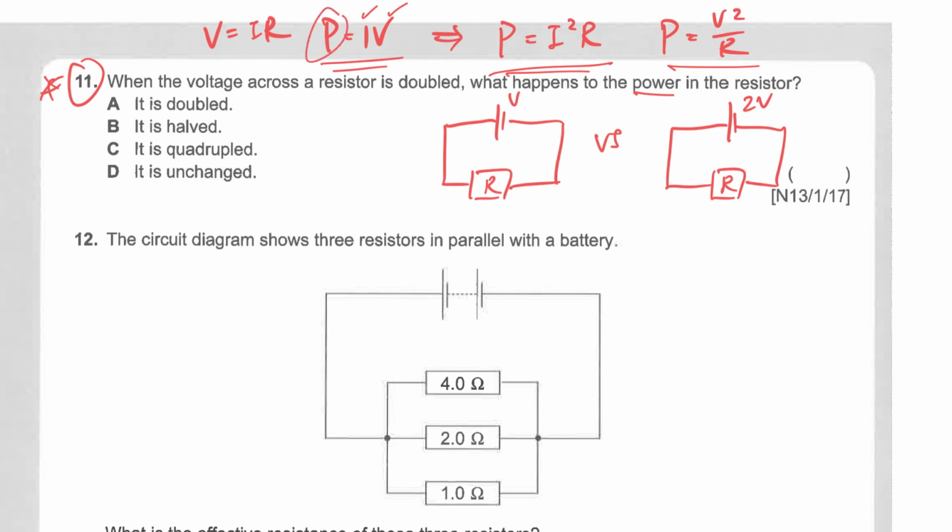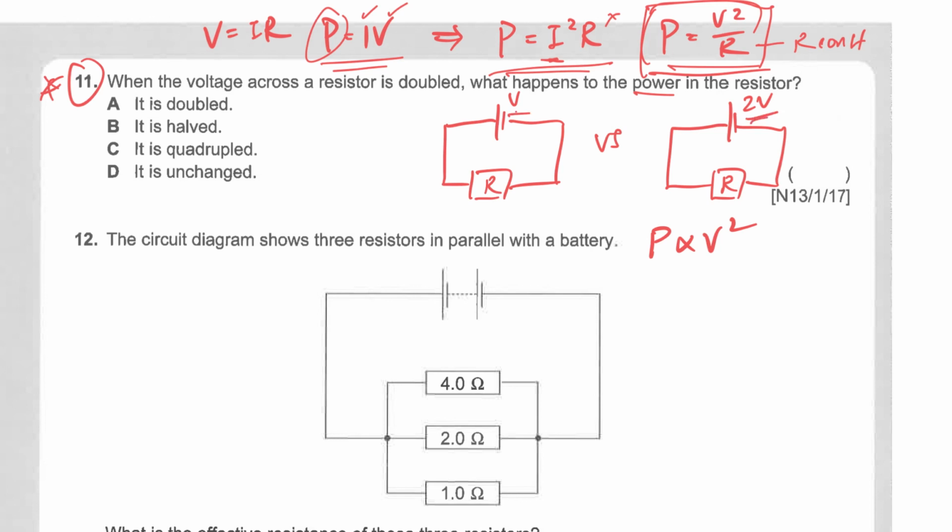So likewise, the current will be different. I won't be using this. It will be best to use this. Why? Because the resistance is constant. So in other words, you know that your power is just directly proportional to the potential difference across the resistance squared. In this case, the EMF is double.